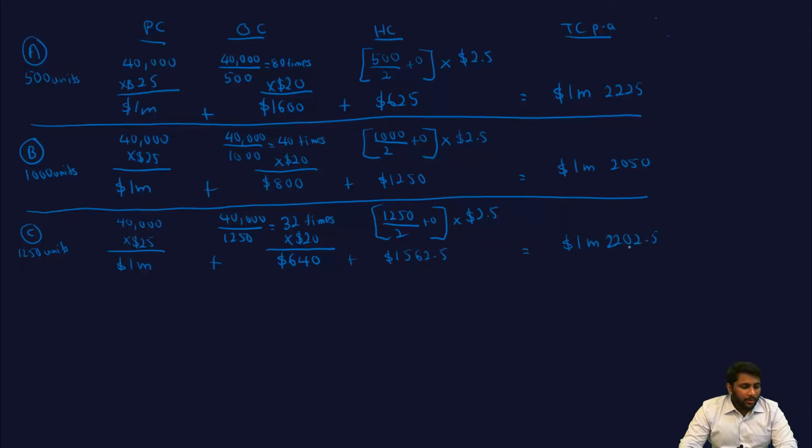You are getting a total cost of $1,002,202.5. Now you see, according to these three managers' opinions, which manager has given the best opinion as of now? According to manager A, if you order 500 units per order, your total cost will be $1,002,225. According to manager B, if you order 1,000 units, your total cost for a year is only $1,002,050. According to manager C, if you order 1,250 units per order, how much will be your total cost?